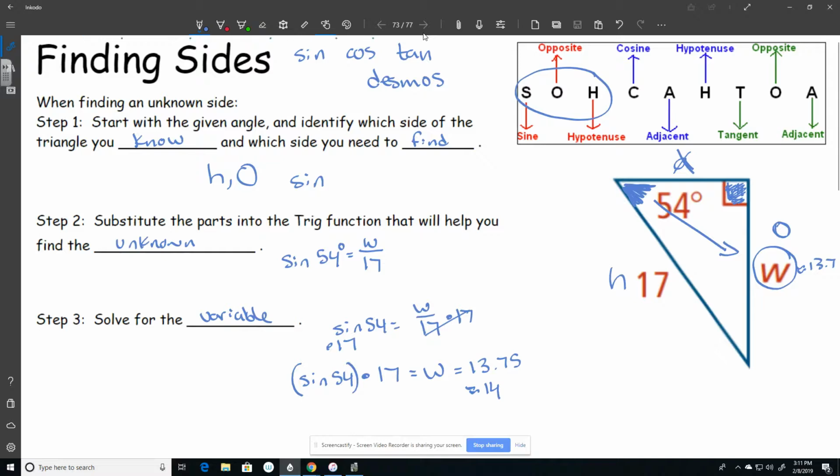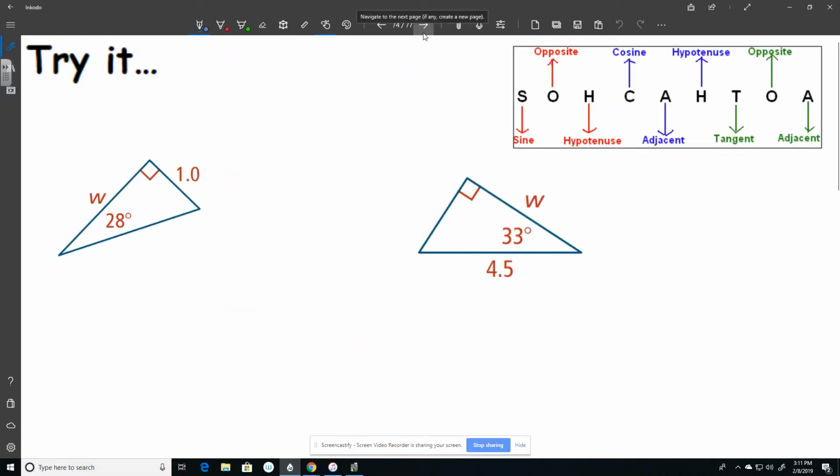Okay, let's try a couple more examples. It would be a good idea for you to pause the video and try these on your own. If you can figure them out, great. If not, maybe go back and watch what we do again. But I'm looking first at my angle right here, 28 degrees. And I am interested in the 2 sides that it gives me. From my angle, the 1 is the opposite and the W is adjacent because this one's my hypotenuse.